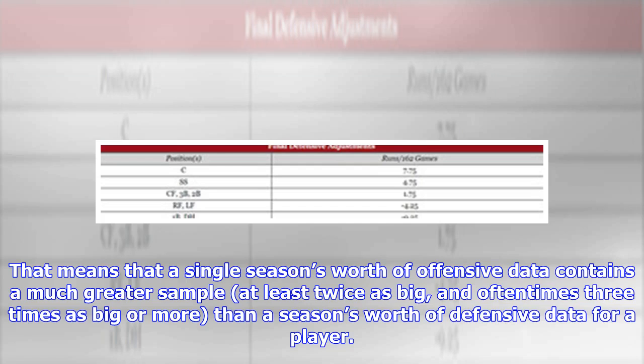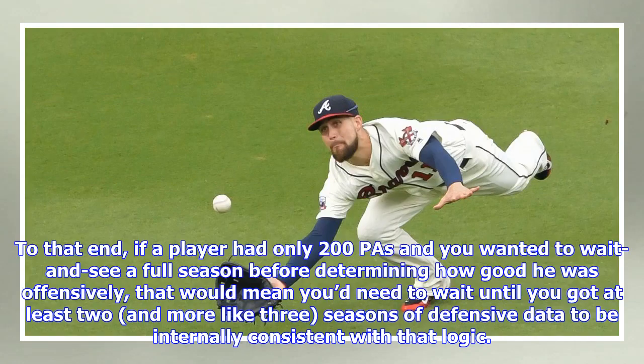That means that a single season's worth of offensive data contains a much greater sample, at least twice as big, and oftentimes 3 times as big or more, than a season's worth of defensive data for a player. To that end, if a player had only 200 PA and you wanted to wait and see a full season before determining how good he was offensively, that would mean you'd need to wait until you got at least 2, and more like 3, seasons of defensive data to be internally consistent with that logic.